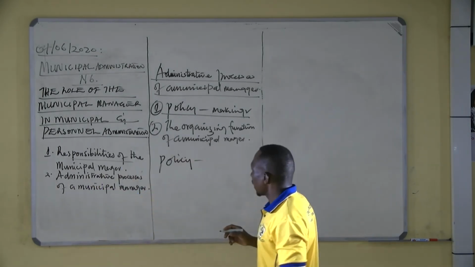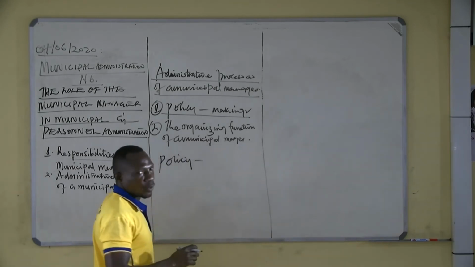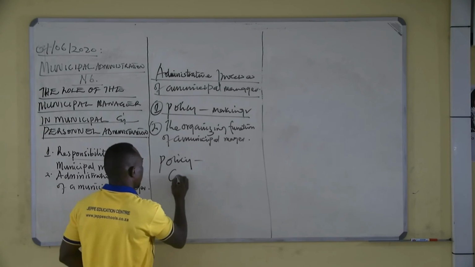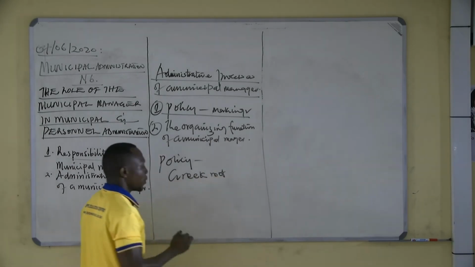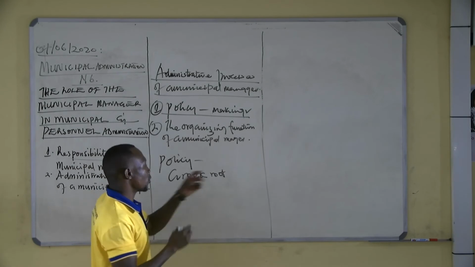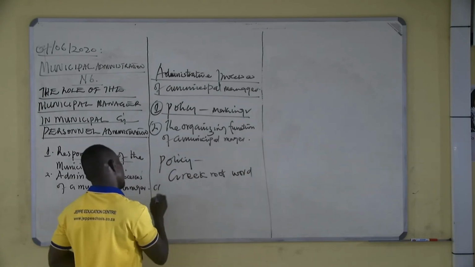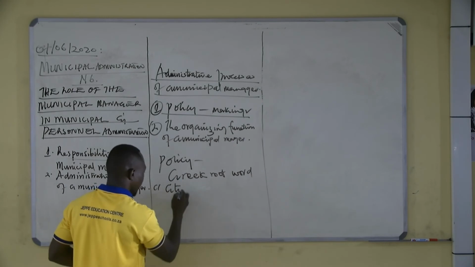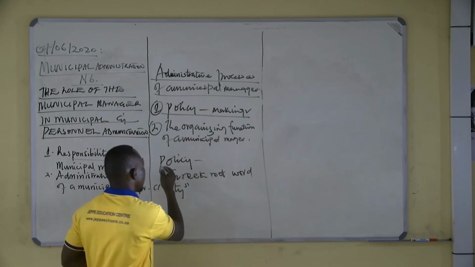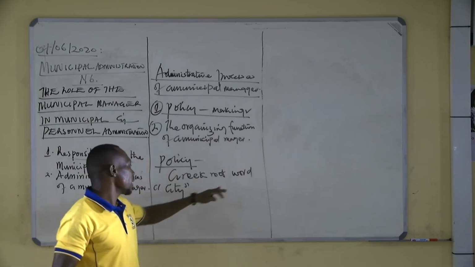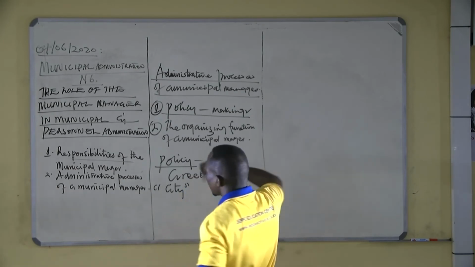Now, it is asserted that policy is a Greek word. Policy was traced from a Greek root, which means city. Yes, this is what we call policy. Policy is a Greek root word which means city.